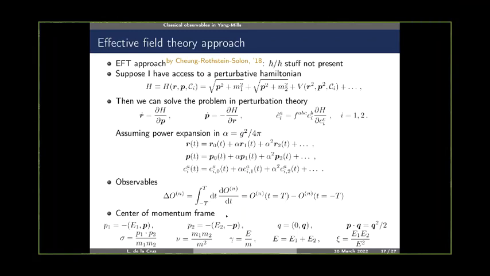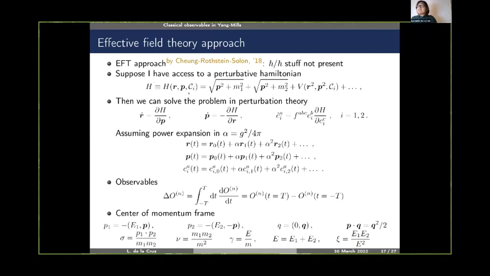So the other approach is the effective field theory approach. There are many ways of thinking about this EFT. Here, what I mean by EFT is the approach by Chang, Rothstein, and so on. I could have started with this, of course, but here these things that were mentioned about the cancellation of h bar are not present. So this is the end of the story, but let's see how it works.